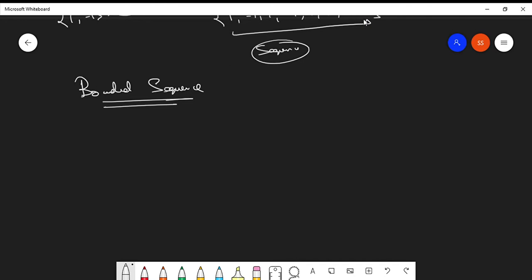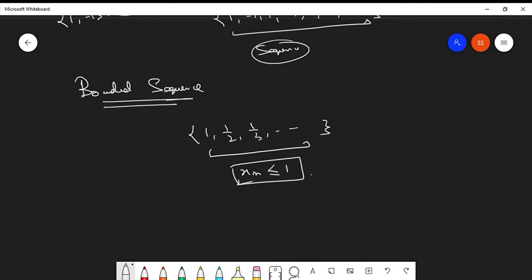For example, the sequence 1, 1 over 2, 1 over 3 and so on. If you take any arbitrary nth element from it, it is always less than or equal to 1. So we can say that this sequence has an upper bound, or is bounded by 1, because 1 is behaving as an upper bound here.